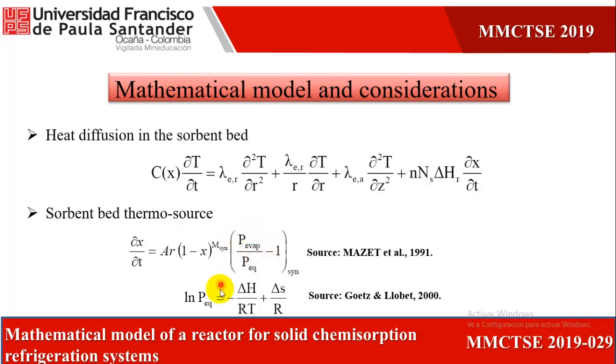The equilibrium pressure is calculated according to this equation, which is a function of certain constants. For example, R represents the universal gas constant, T here represents the temperature, and the other two terms represent the enthalpy and the entropy respectively.